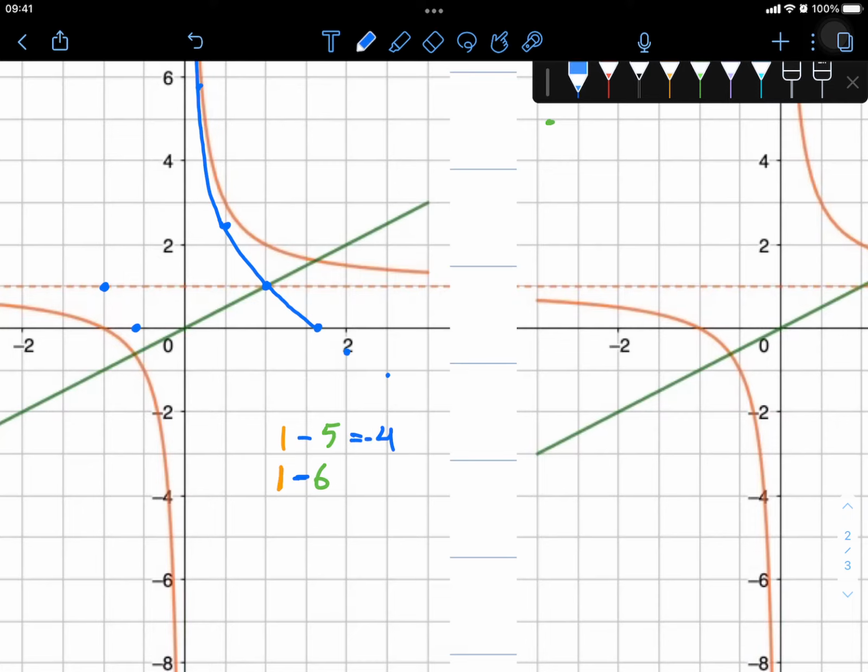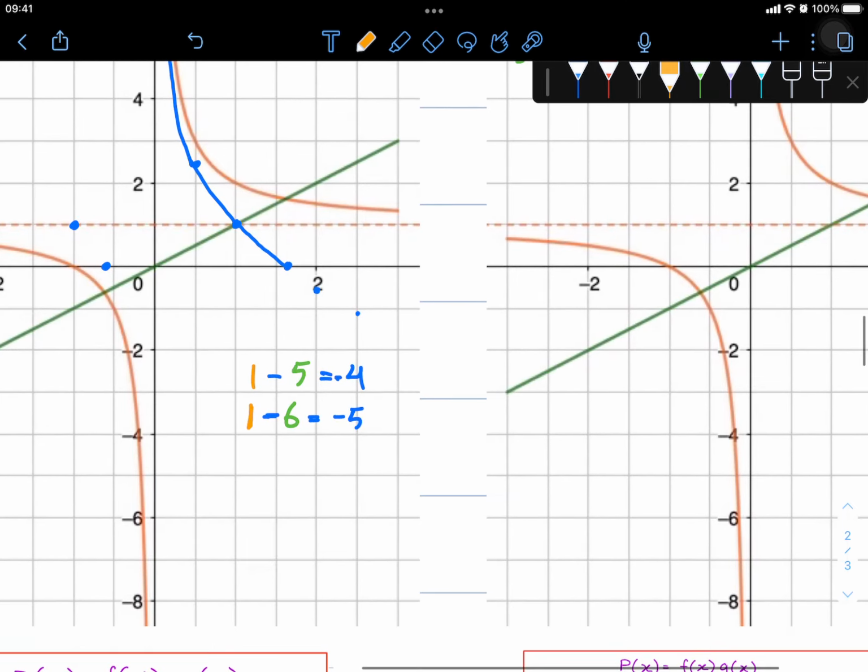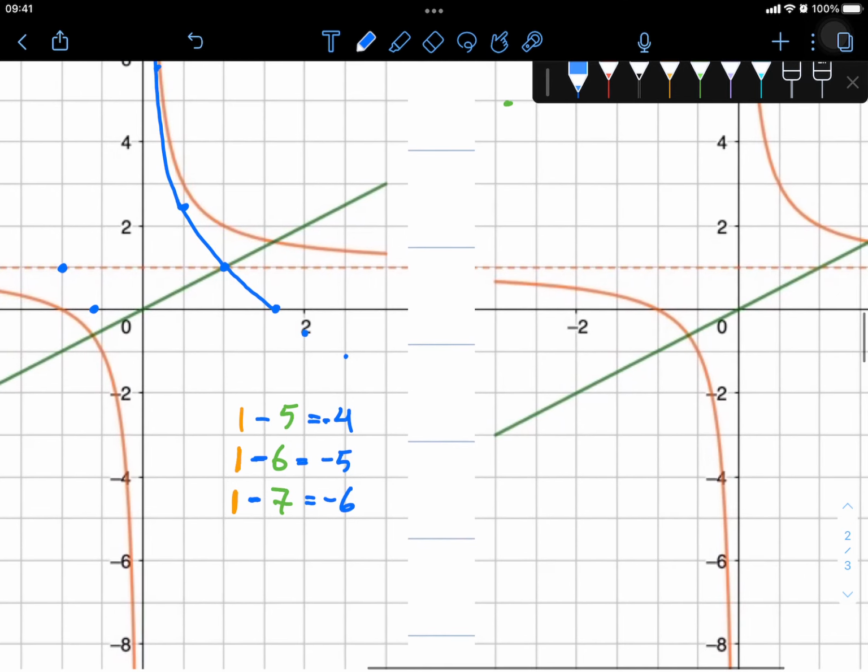Sorry, it should be negative. 1 minus 6 is negative 5. If we pick yet another point to the right of f, because remember, f is going to continuously approach 1, but the function g is a linear function, so the next one's going to be 7. 1 take away 7 is negative 6.